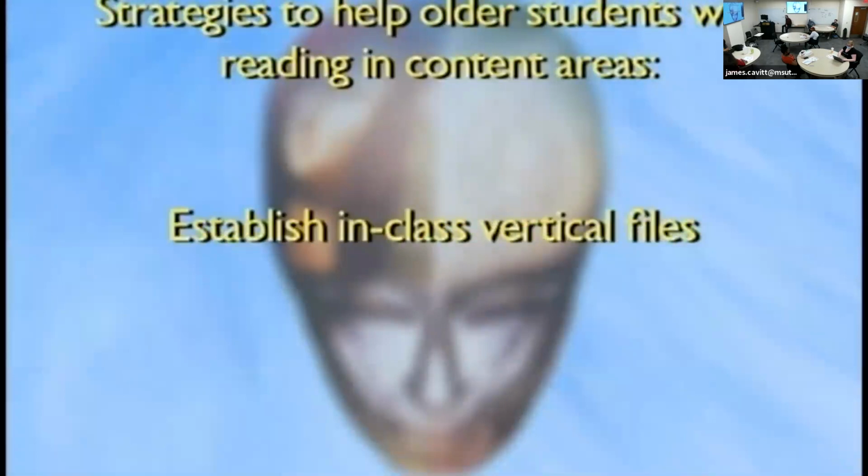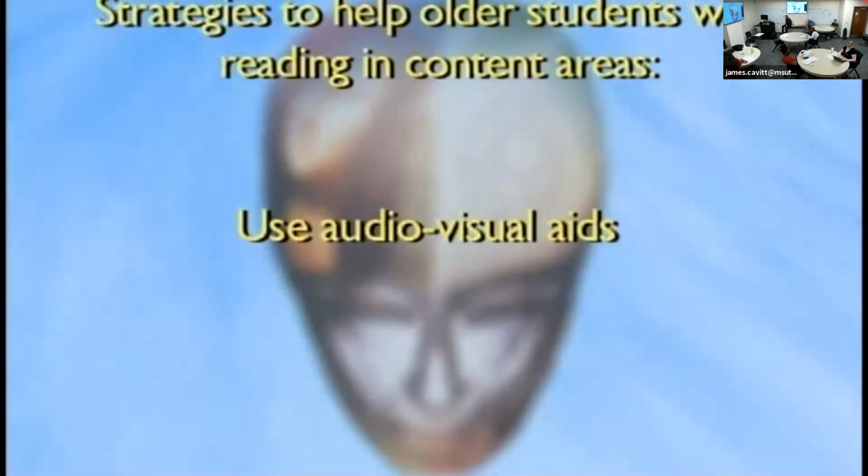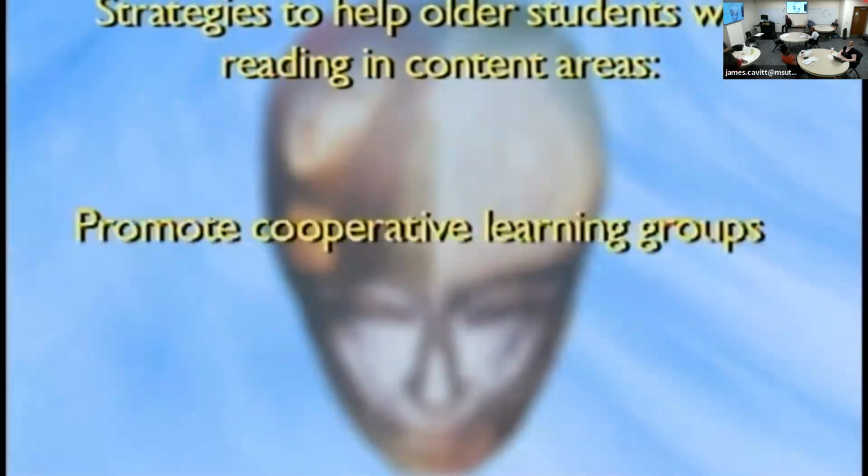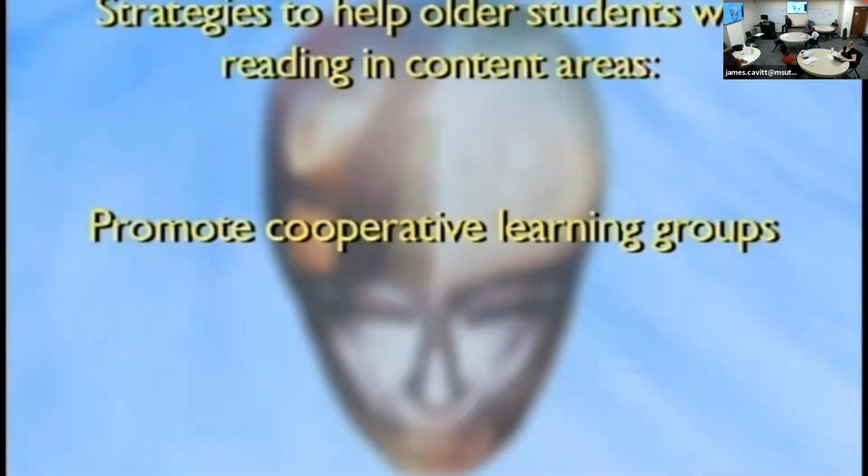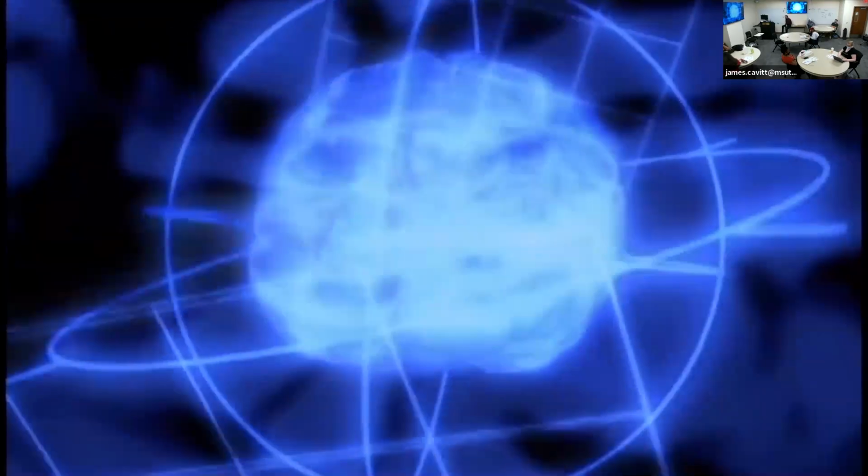Establish in-class vertical files. Many curriculum topics are often discussed in newspapers and popular magazines. Have these clippings on file as a supplement. Use audio-visual aids. A picture or video clip is worth 1,000 words. Use them often. Promote cooperative learning groups. This is still a very effective strategy for helping students of varying reading abilities learn the lesson content.